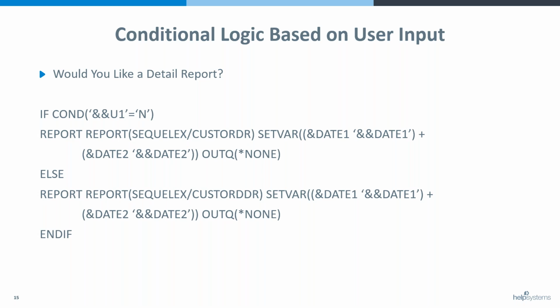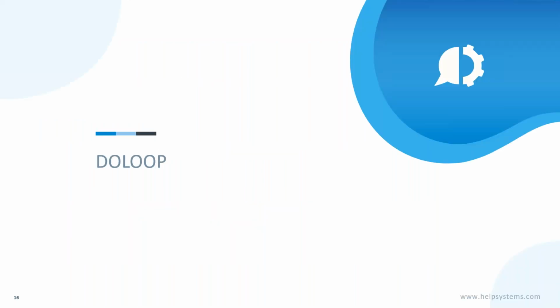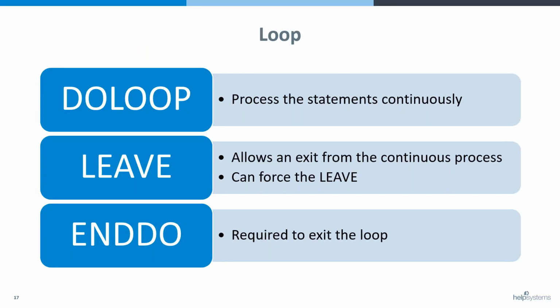Our next topic takes us into a do loop. Now, a do loop, I like to think of it as the dinner guest that wouldn't leave. You have to tell the do loop to leave and to end at some point. The do loop, of course, will process statements continuously. And like I said, you have to tell it to exit and to force the leave. And then you have to have the end do to exit the loop in order for the script to run. We're going to take a look at one of these.